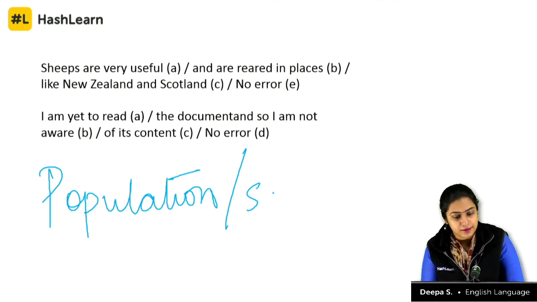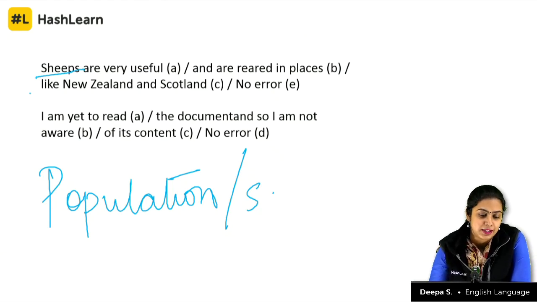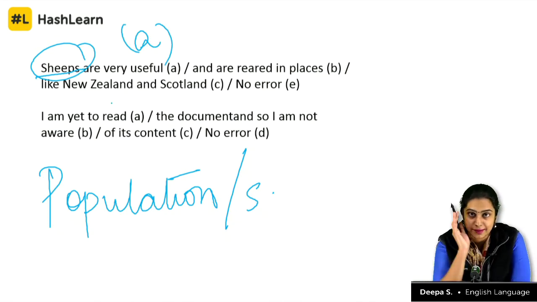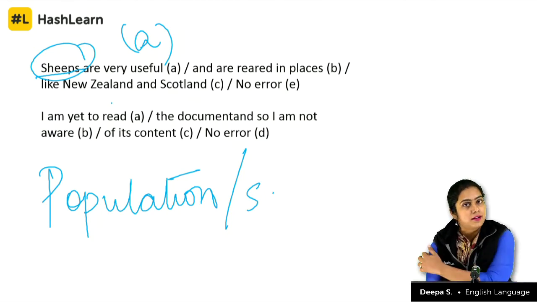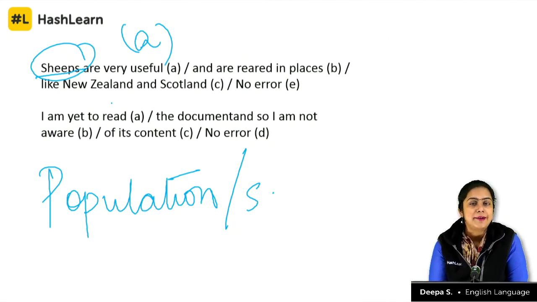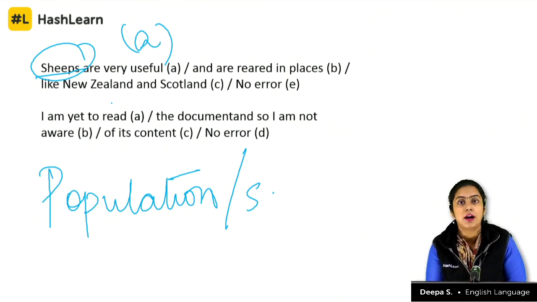Now look at this. Sheeps are very useful and are reared in places like New Zealand and Scotland. In this case, A is your answer. There is a very definite error there. Sheep are very useful and are reared in places like New Zealand and Scotland. It's not sheeps. Why? Because the plural form of sheep is also sheep, not sheeps. Got it?